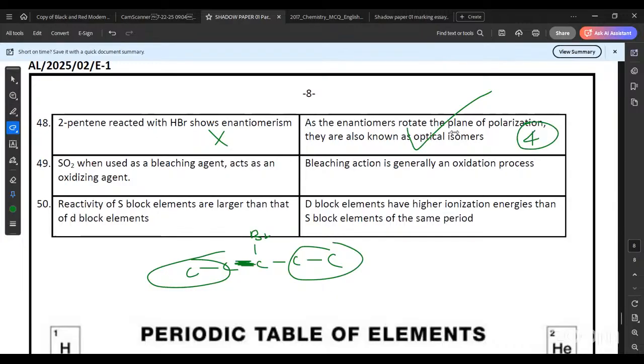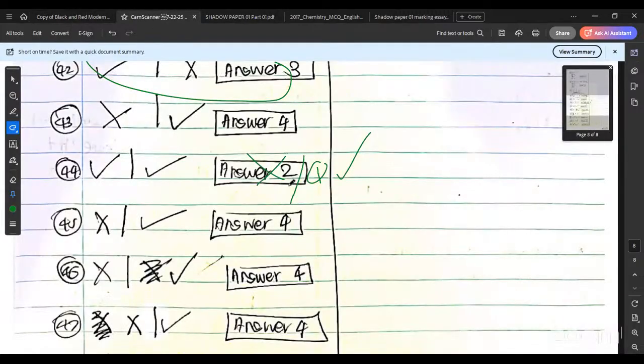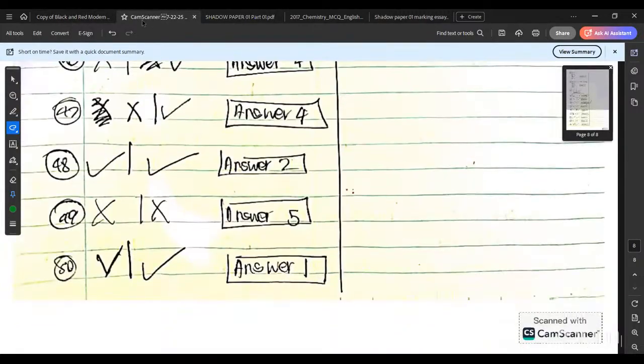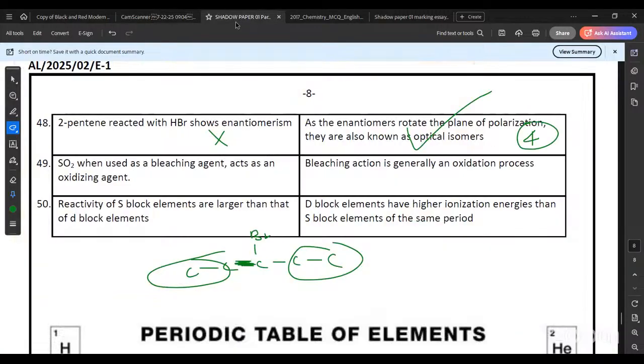SO2, when used as a bleaching agent, acts as an oxidizing agent. Sorry people, SO2 will reduce other components. SO2 will not oxidize, it will reduce other components. Bleaching action is generally an oxidation process. We can't say that. There are some bleaching actions which are reducing processes also. For example, SO2 in some places will reduce other compounds.